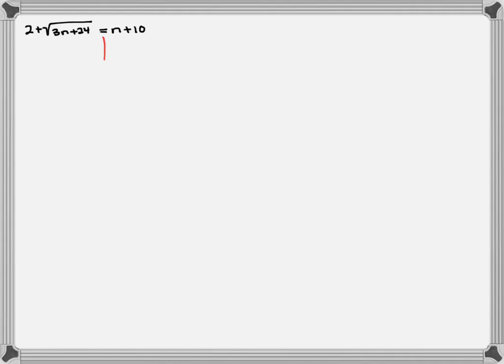To solve this, the first thing I need to do is get the square root by itself. So I'm going to subtract 2 from both sides. So I end up with n plus 8. Now I need to get rid of the square root. In order to get rid of the square root, I have to square, because the square root and squares are opposite of each other. And what I do to one side, I have to do to the other.